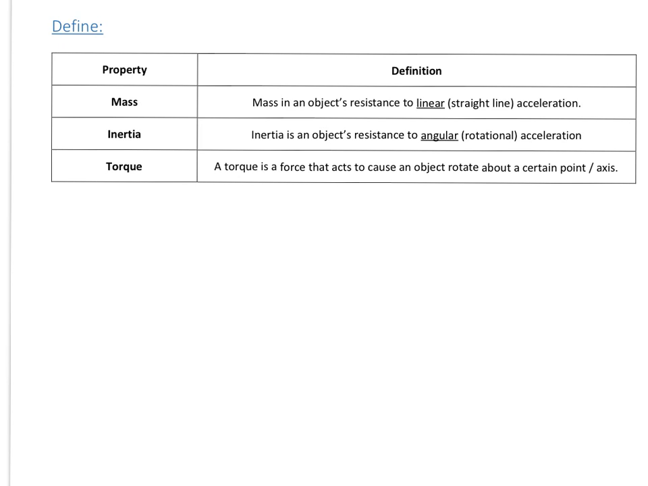And a torque is essentially the equivalent of a force in rotational motion, but instead of just causing something to move in a linear or straight line, a torque is causing something to rotate, and it causes it to rotate about a fixed point or a fixed axis. So those are the key definitions and properties. Let's move on to dig a little deeper into this.